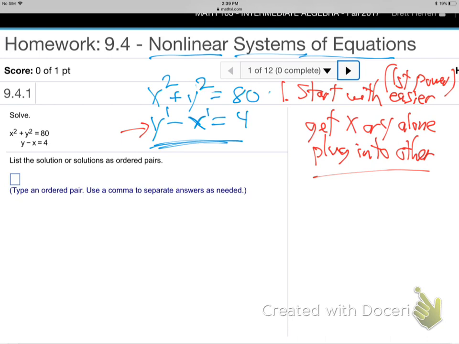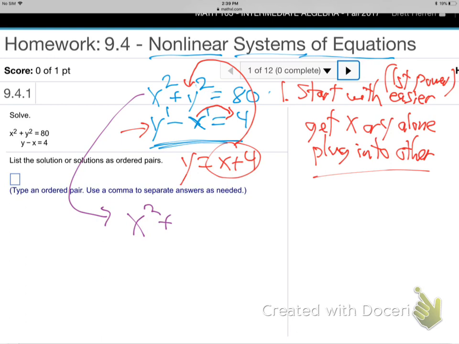So let's take this second, bottom, easier equation and solve for y. How do I solve for y there? I jump the x to the other side. Y equals x plus 4. And then I take that and plug it into the other for y. Does that make sense what I'm doing there? So this one becomes x squared plus (x plus 4) squared is 80.